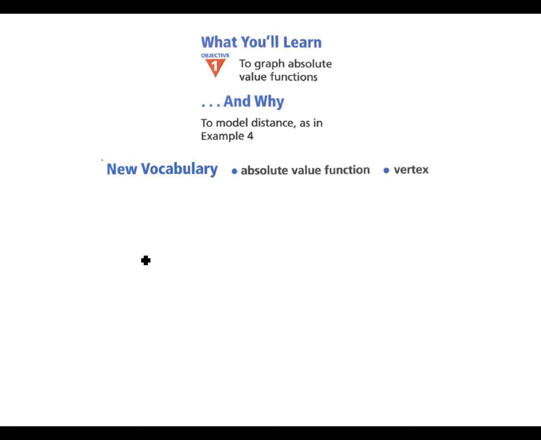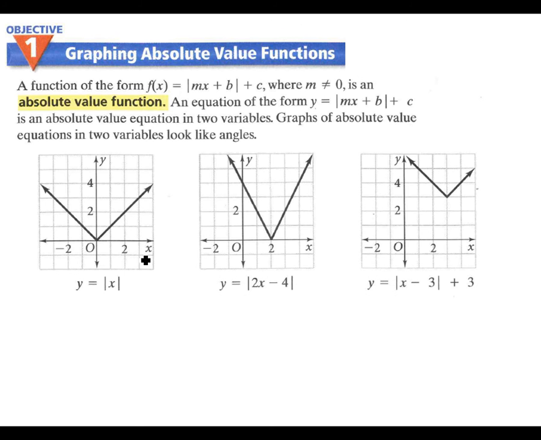Two vocab phrases, I should say: absolute value function, and then vertex. Vertex is the other word that we're looking for. So make sure to get those down as we come to them in the lesson. All right, let's take a look at what absolute value looks like.